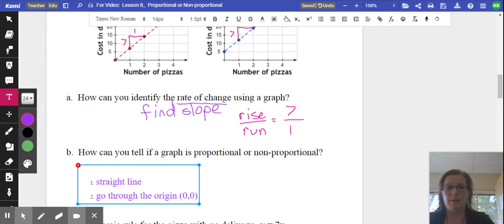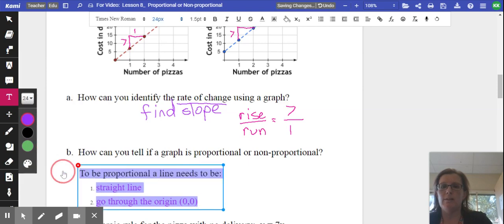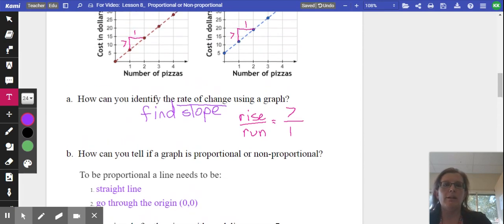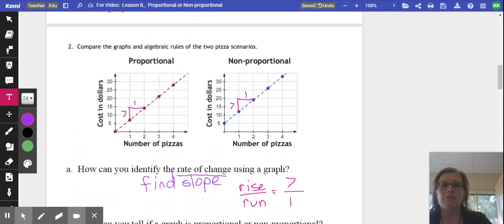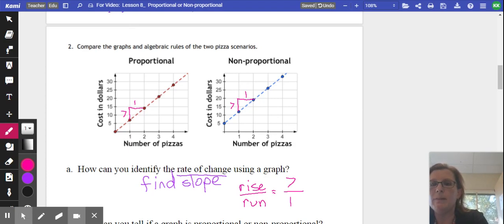I should label that a little bit better. To be proportional, a line needs to be a straight line, and the line needs to go through the point 0, 0. So I look at my graph, I can see that the first one is proportional because it follows both of those rules. It is a straight line, and it does go through point 0, 0.